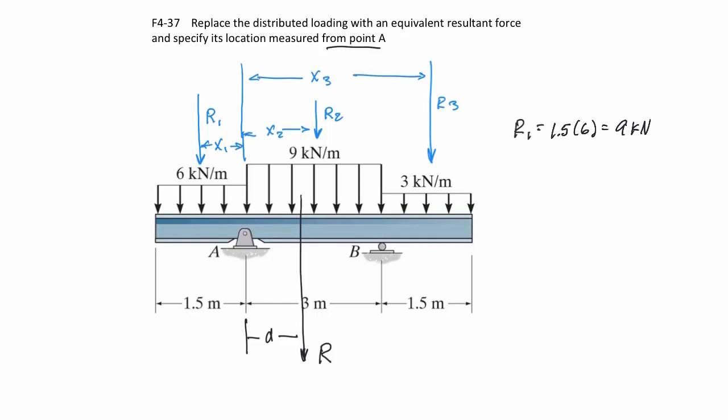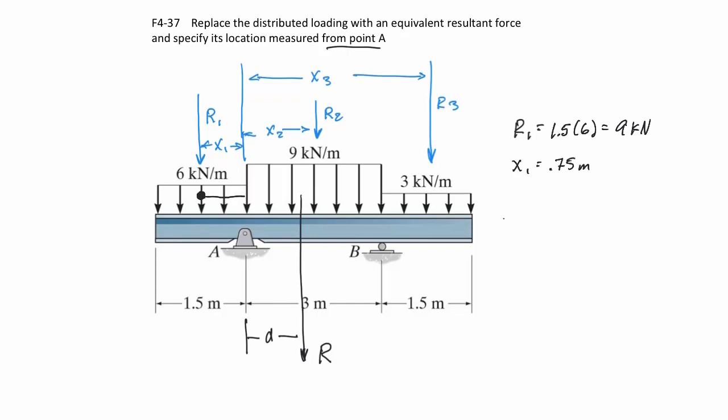What is the distance x1? We're going to model this as acting through the centroid of that rectangle. And so this distance right here is going to be halfway through that. So x1 is going to be equal to 0.75 meters.